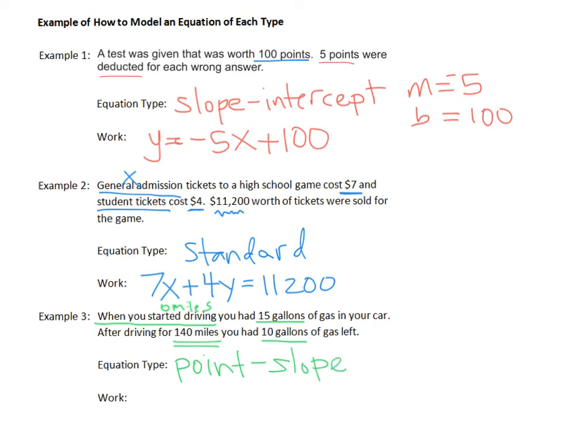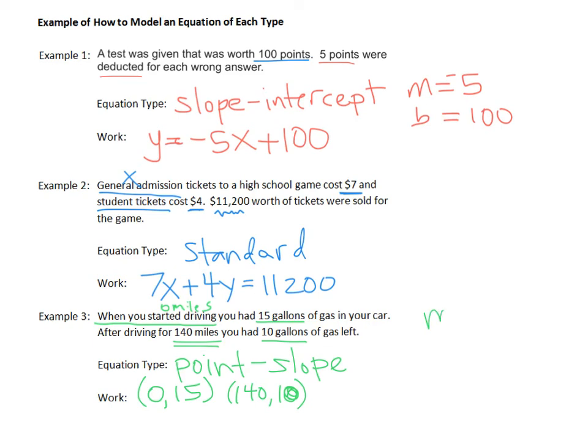If you remember and you look at that chart, it says for point-slope form, I recommend that you write out two data points right away. So one would be after 0 miles, you have 15 gallons of gas, and the second one after 140 miles, you have 10 gallons of gas. So how would we write our equation? Well, just like we've been practicing in class, writing point-slope form, the first thing we need to do is find our slope.